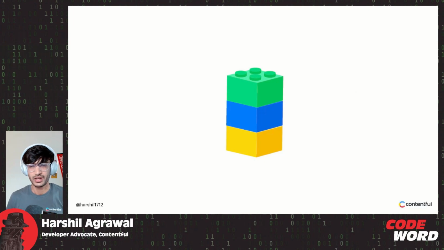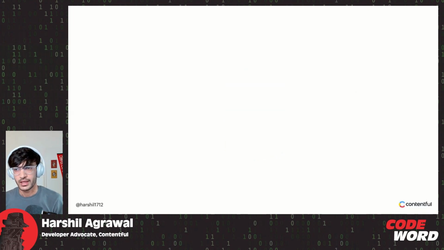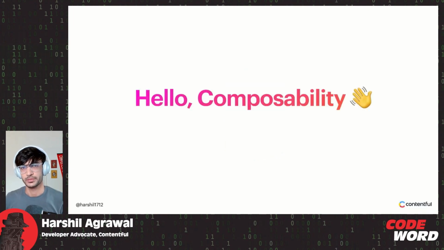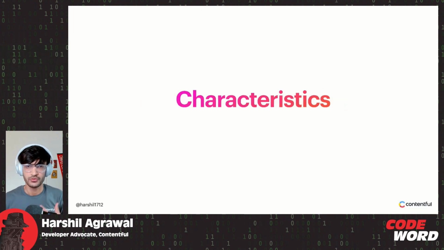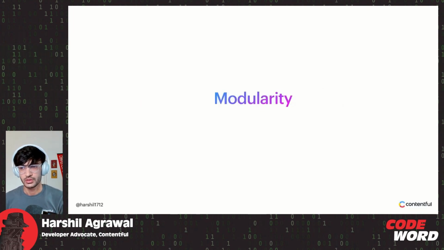And that's where we were like, all right, let's take a quick pause over here. Let's try to understand what we really need. And that's where we heard about composability. Now, in composability, we like to think about these building blocks as components. And these components have certain characteristics. The first is that these components are modular, which means that you can break these components down into smaller components and reuse these components across your website or across your application.